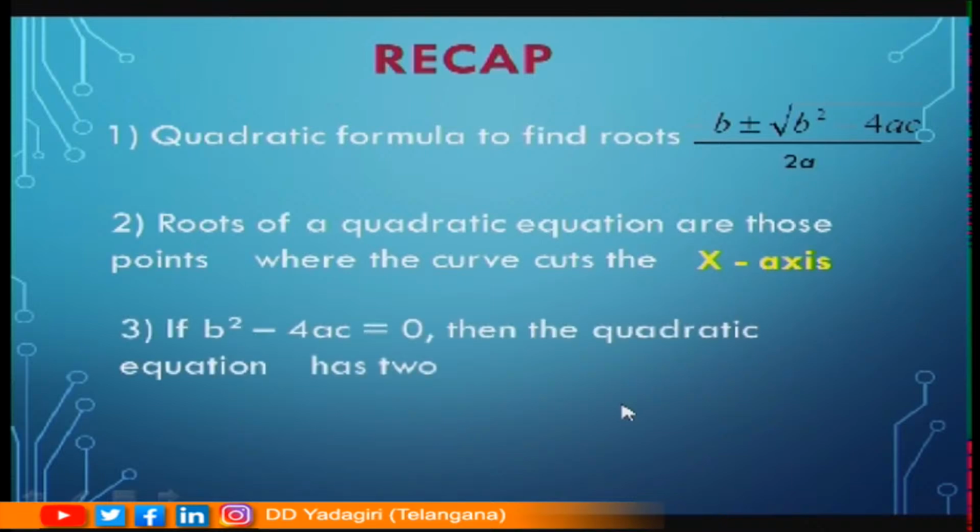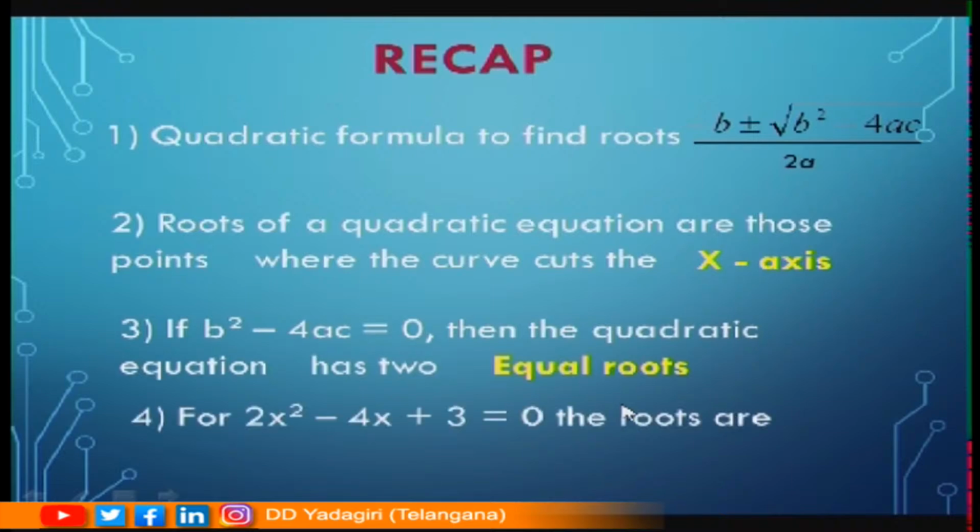If b square minus 4ac is equal to 0, then the quadratic equation has two equal roots. For an equation like 2x square minus 4x plus 3 is equal to 0, the roots are not real, because when we substitute the a, b, c values in b square minus 4ac, we get a negative value, and we know any discriminant getting a negative value will have no real roots.